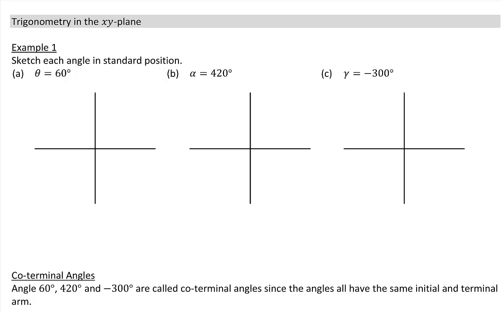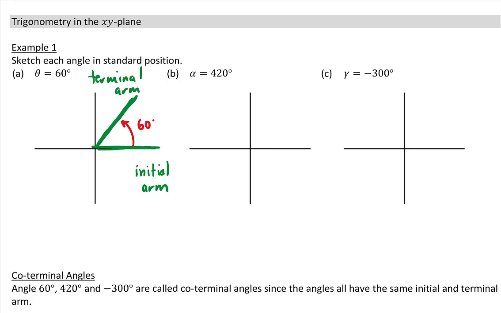Next up is trigonometry in the xy plane. So example 1, sketch each angle in standard position. All that means is we're going to start from the positive x-axis, and that's going to be called our initial arm. And then we're going to rotate counterclockwise our rotation angle. So in this example it is 60 degrees, so we're going to rotate 60 degrees, and that will give us the terminal arm's location. So next up is 420.